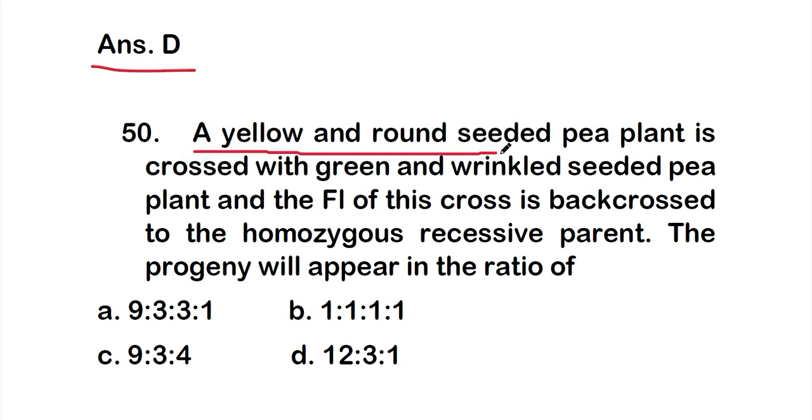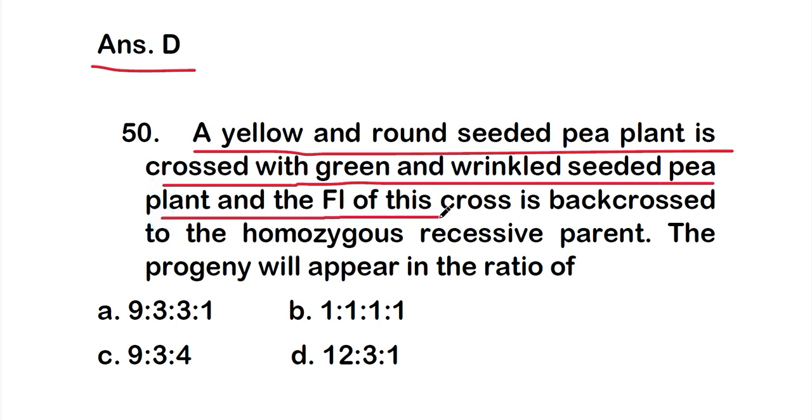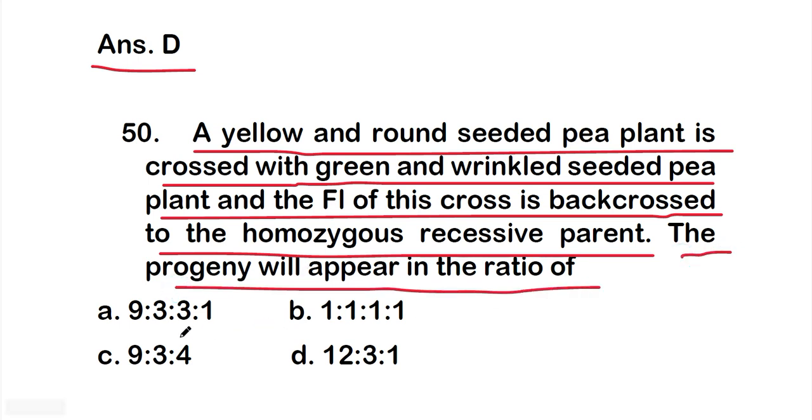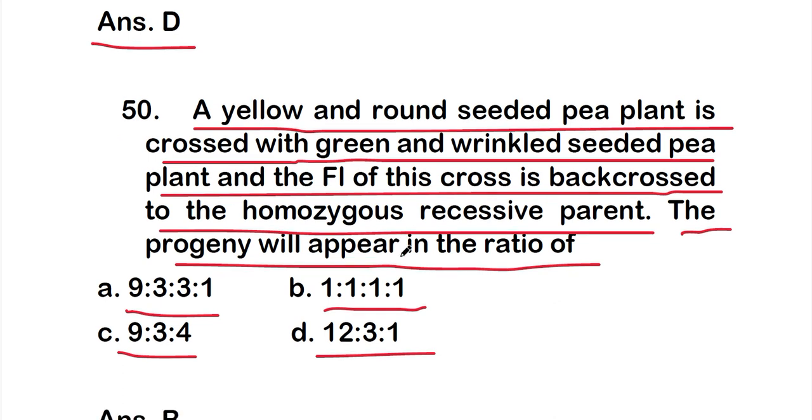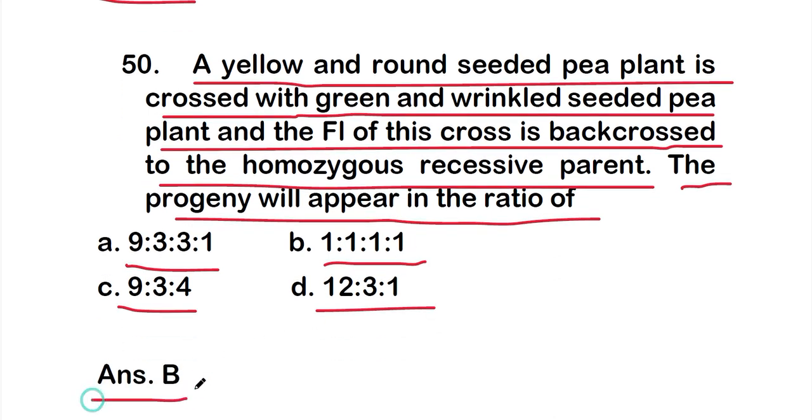Next is question number 50. So a yellow and round seeded pea plant is crossed with green and wrinkled seeded pea plant, and the F1 of this cross is back crossed to the homozygous recessive parent. So the progeny will appear in the ratio of option A 9 is to 3 is to 1, option B 1 is to 1 is to 1 is to 1, or option C 9 is to 3 is to 4, or option D 12 is to 3 is to 1. So which one is the right option? That is option B is the right one. So 1 is to 1 is to 1 is to 1 is the right answer.